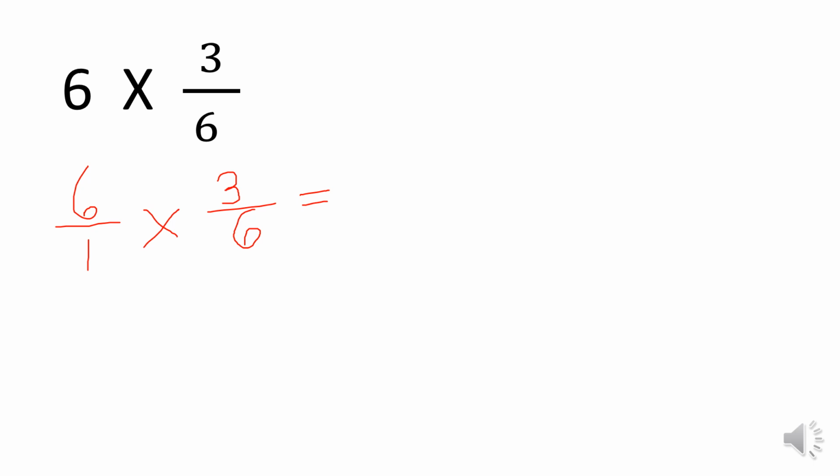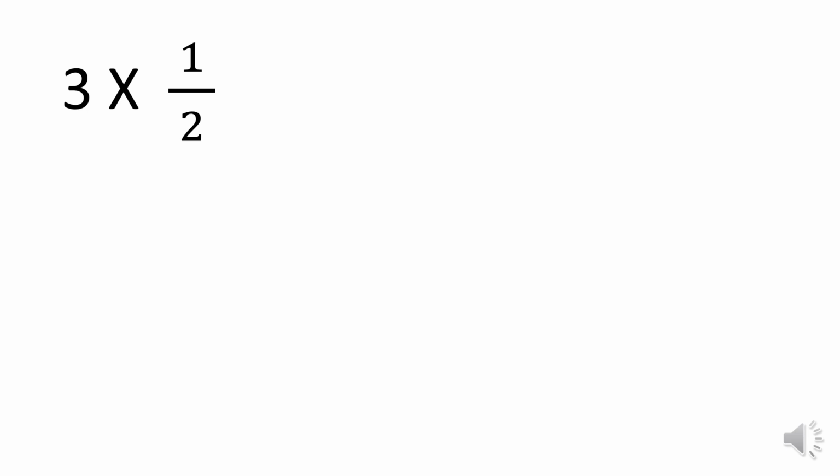Now before I multiply, I am going to look to see if there are any things I can reduce. And yes, I can reduce 3 into 6 this way, or I can reduce 6 into 6. So I'm going to choose the bigger number, right? 6 into 6 is 1, 6 into 6 is 1. 1 by 3 is 3. 1 times 1 is 1. And the answer is 3. 3/1 is 3.